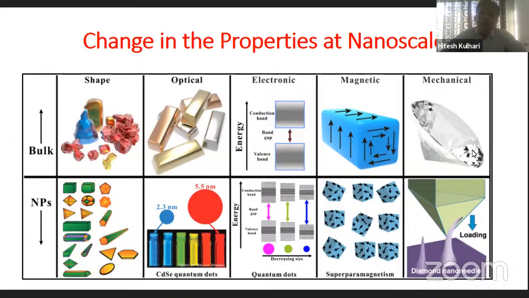Next is the mechanical property. The mechanical properties from bulk to nanomaterial also change significantly. Their tensile strength, Young's modulus, those things are completely changed when we convert a material from bulk to nanoparticle. So we can say that as we convert a material from bulk to its nanoform, its shape, optical properties, electronic properties, magnetic properties, and mechanical properties are completely changed.